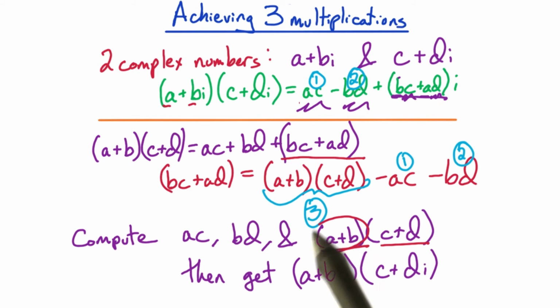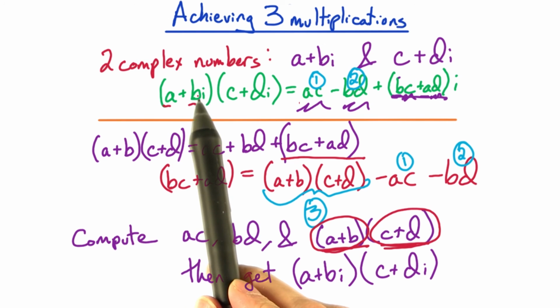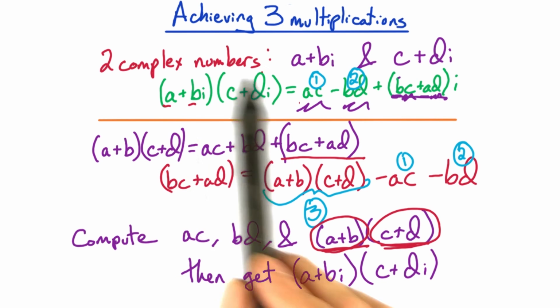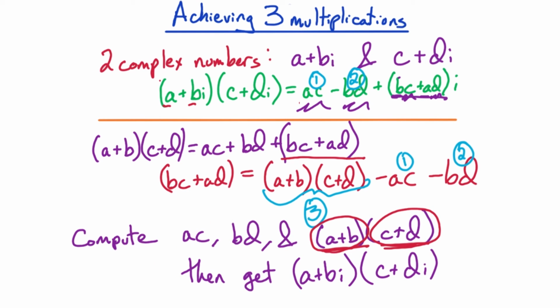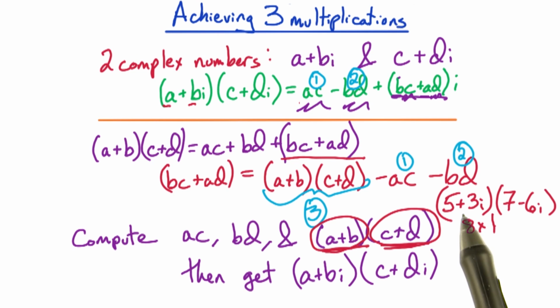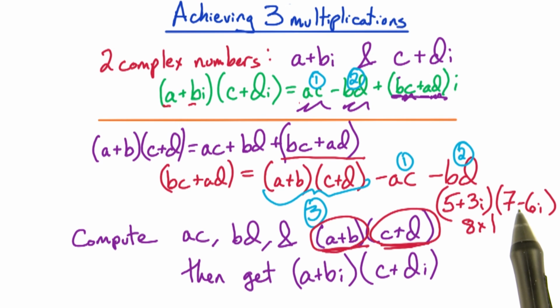Why would you consider looking at this number a plus b or this number c plus d? Why would you consider taking the real and the imaginary part of the same number and adding those up? Somehow by looking at the real plus the imaginary part for both of these complex numbers and multiplying those together, that gives us a way for computing the product of these two complex numbers faster, or at least using fewer multiplications. Just think about it for a specific example. Let's say you're trying to compute 5 plus 3i times 7 minus 6i. What are you using here? You're using 8 times 1. So why would you think to use 8 and 1 from these numbers in order to compute the product of these two complex numbers? It's really quite clever.